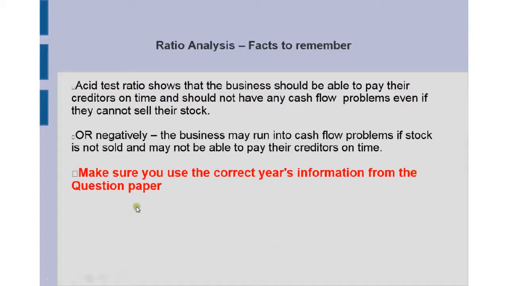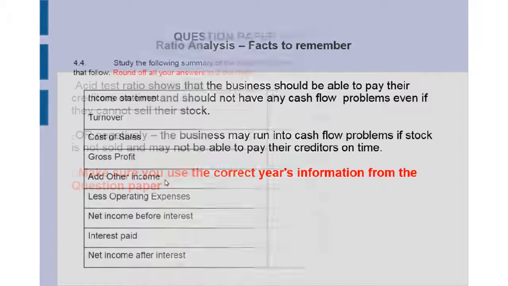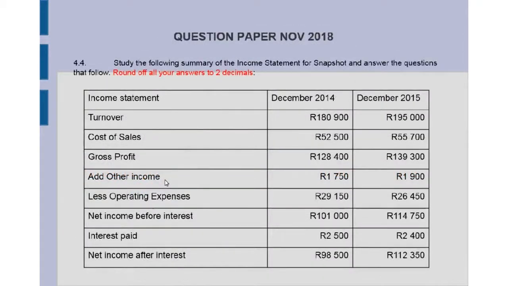Right, the last fact that you need to remember is make sure that you use the correct year's information from the question paper. If I look at the question paper, I've got the information here of the November 2018 paper. You can see that they're giving you the figures in two different columns. So sometimes they use the oldest year first and the newest year last on the right-hand side, and sometimes they swap them around. So look very carefully that you're using the correct information given.